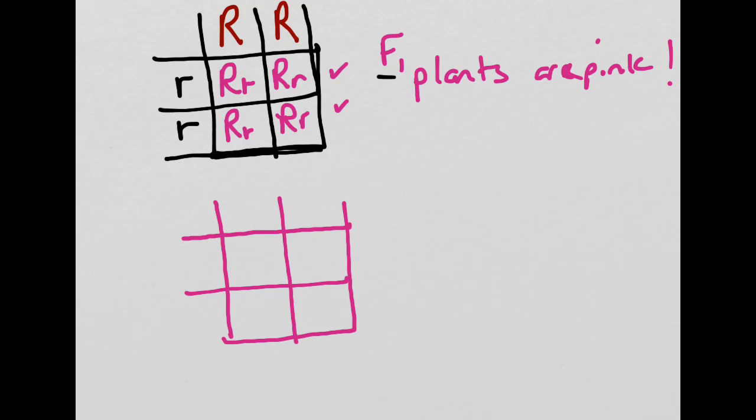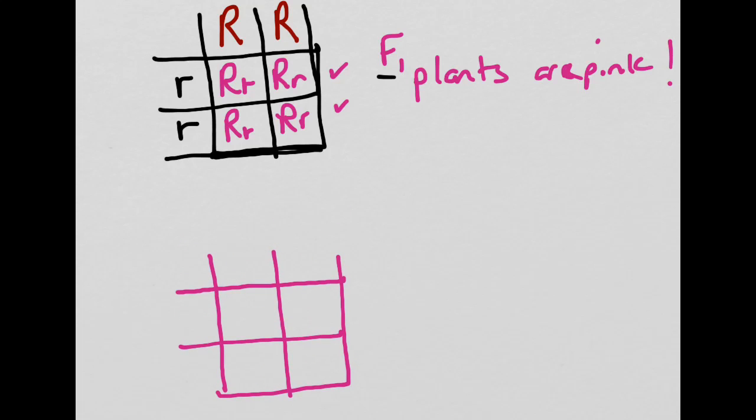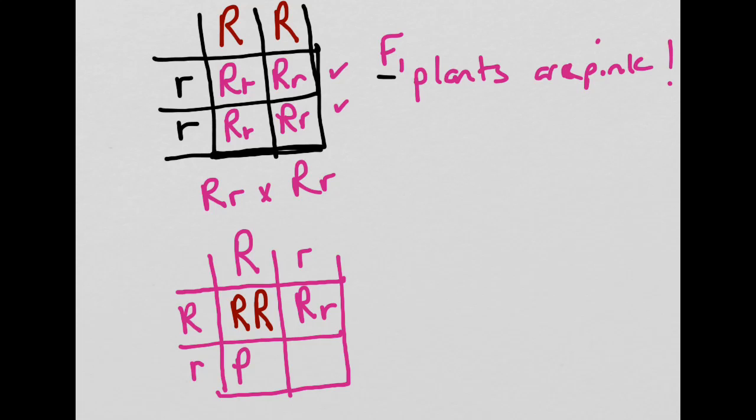The parents, in this generation, are big R, little r, crossed with big R, little r. So this is one parent. This is another parent. So go ahead and fill out that Punnett square. And what do you get? Oh boy, we get quite a mix. Well, let's see.